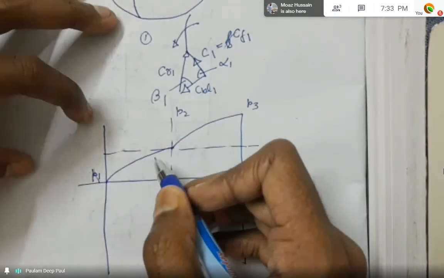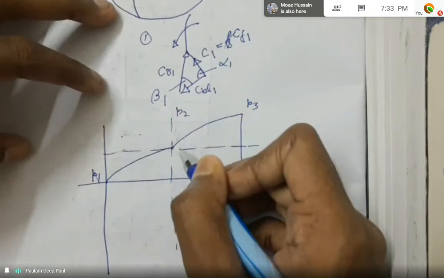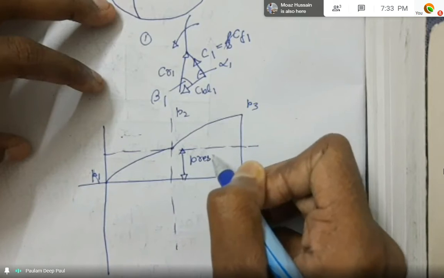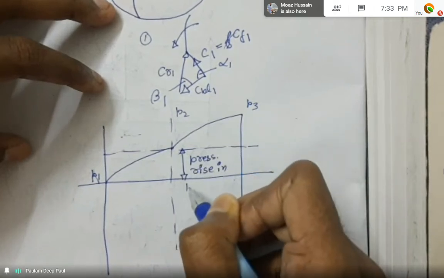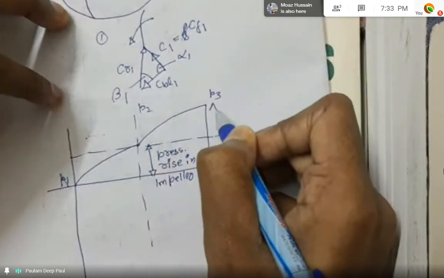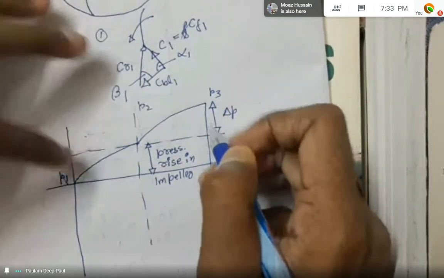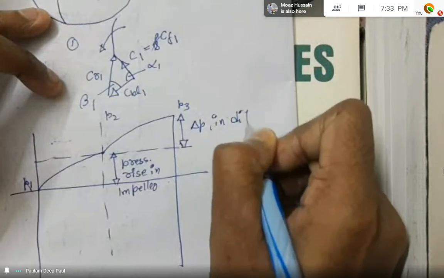So this part is the impeller part, that is, the pressure rise in impeller would be this pressure rise in impeller, and this will be the pressure rise del P in diffuser.